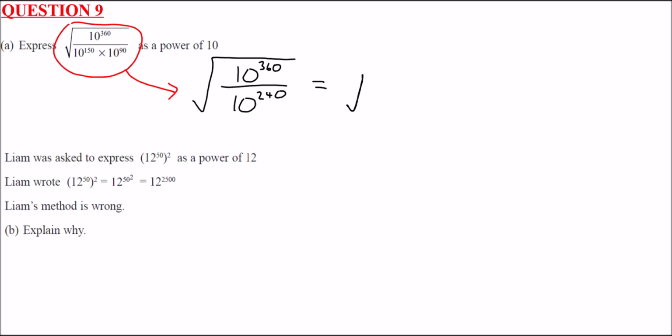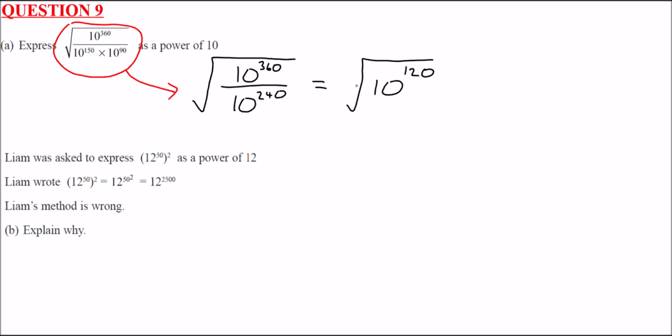So what we need to do first is to simplify this. Within the square root, we're doing 10 to the power 360 divided by 10 to the power 240. And when we're dividing one power-based beast by another, assuming the bases are the same, they are for both 10s, we simply subtract the second power from the first. We subtract the power we're dividing it by. So 360 minus 240 is 120.